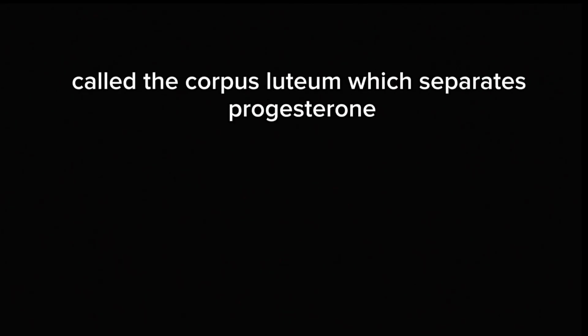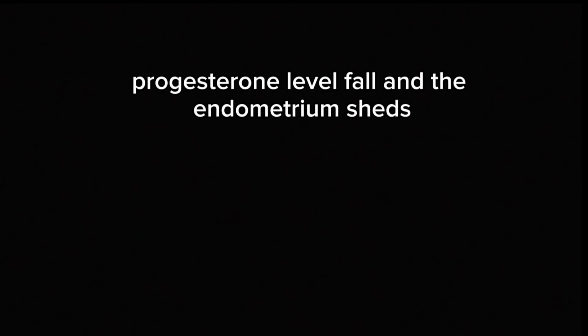The ruptured follicle transforms into a structure called the corpus luteum, which secretes progesterone. Progesterone is responsible for maintaining the endometrial lining and preparing it for implantation. If fertilization does not occur, the corpus luteum degenerates, progesterone levels fall, and the endometrium sheds, leading to menstruation.